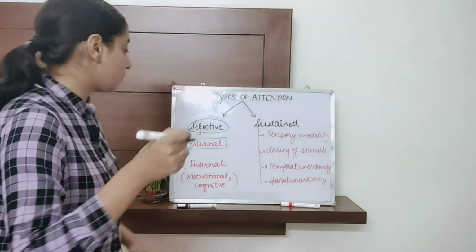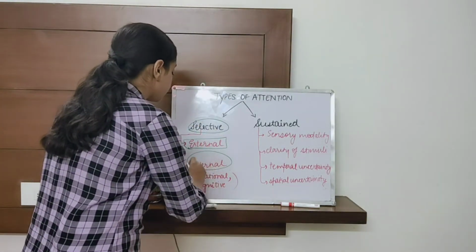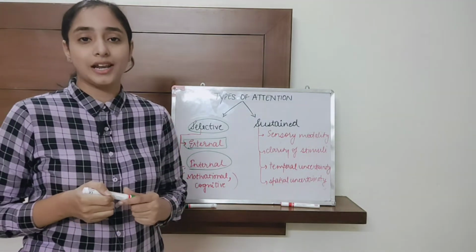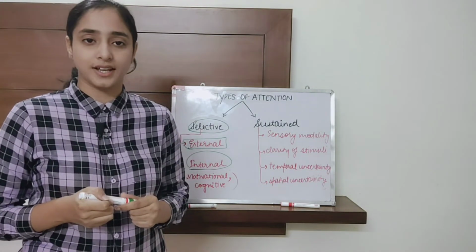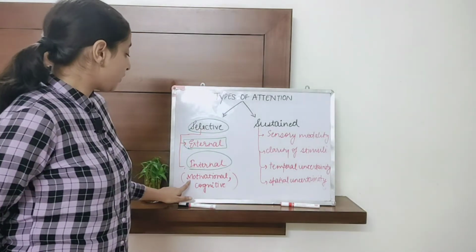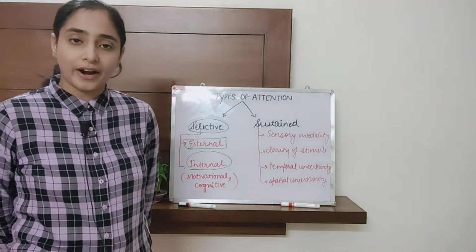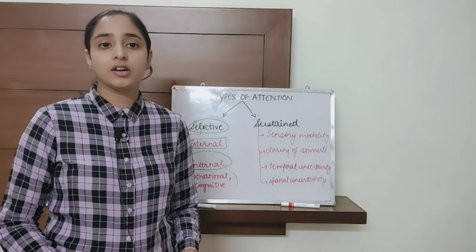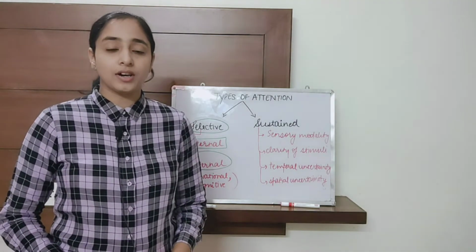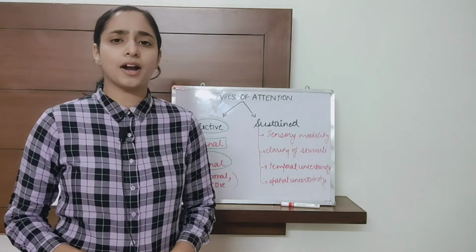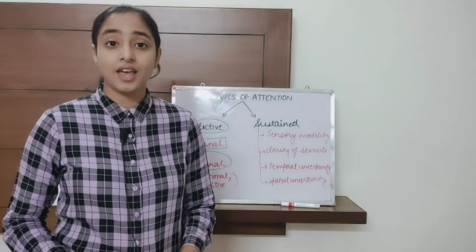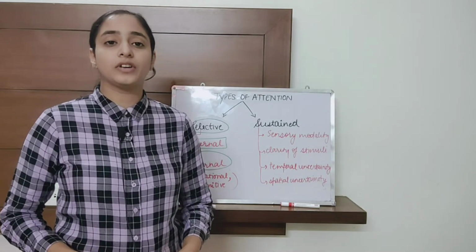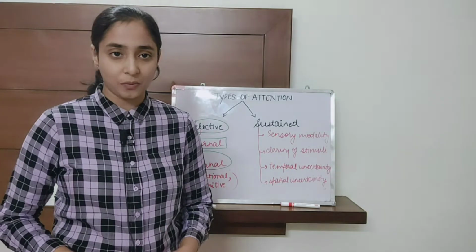Now let's talk about the internal factors. The internal factors are the ones which are related to the individual himself or herself. The first type of internal factors are motivational factors. Motivational factors basically refer to our biological or social needs. For example, if I am sitting in a class, no matter how interesting the lecture is, if I am hungry, I will only pay attention to the fact of eating food as fast as I can.